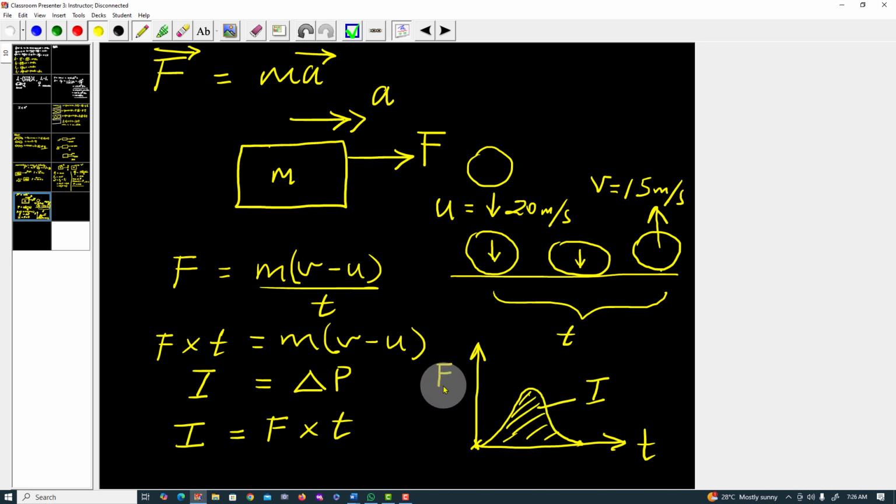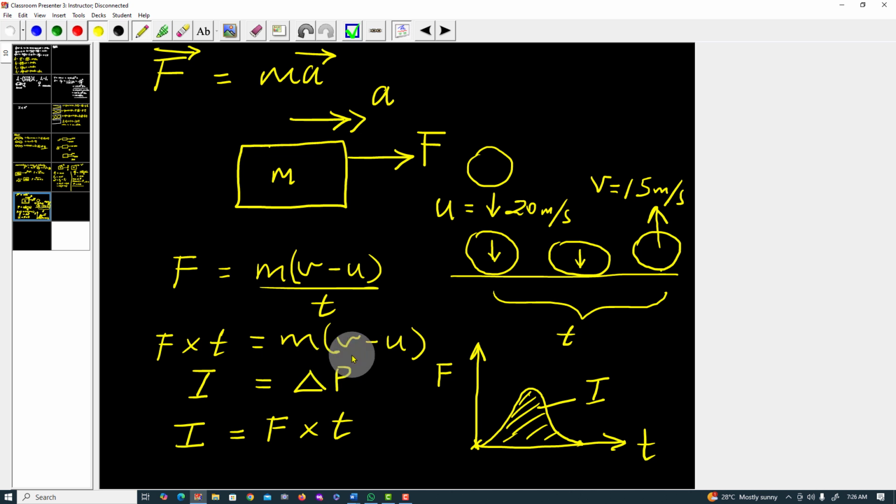So the area under a force time graph always gives you impulse of that force on that object, and it represents the change in momentum of that object. We shall look at questions of this nature later on. Let's continue and see what emanates from this particular equation.